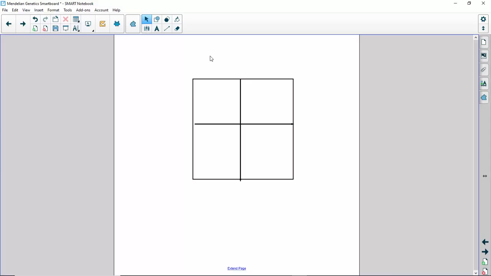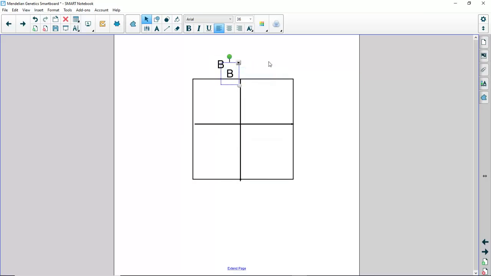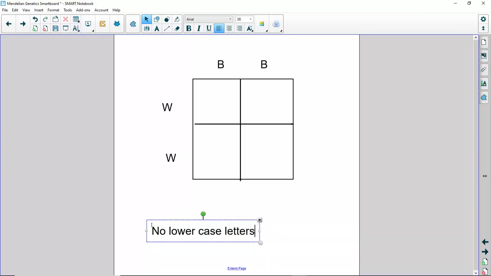A black chicken, since there is no dominant, must be 2 capital letters. Get that into your notes. So this is really called homozygous black, in this case. And then we'll get the white over here. Get another one. Homozygous white. So the characterization of codominance: no lowercase letters used. No lowercase letters used.